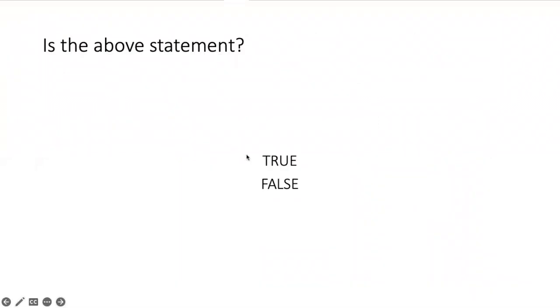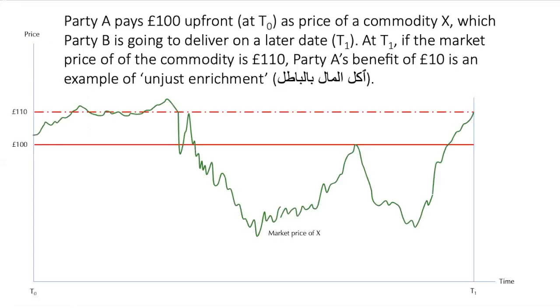We have Haja Mass HM. So Haja, would you like to unmute yourself and answer this question? Can you repeat the question, please? All right, again, I'll just go there. Party A pays £100 upfront at T naught as price of a commodity X, which party B is going to deliver on a later date, T1. At T1, if the market price of the commodity is £110, party A's benefit of £10 is an example of unjust enrichment. Is this statement correct or false?